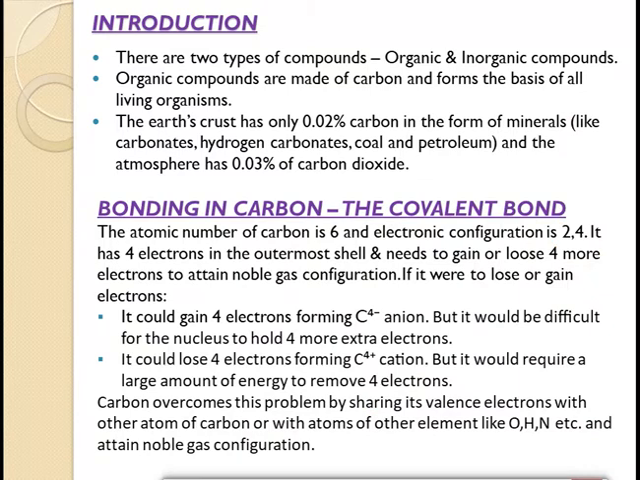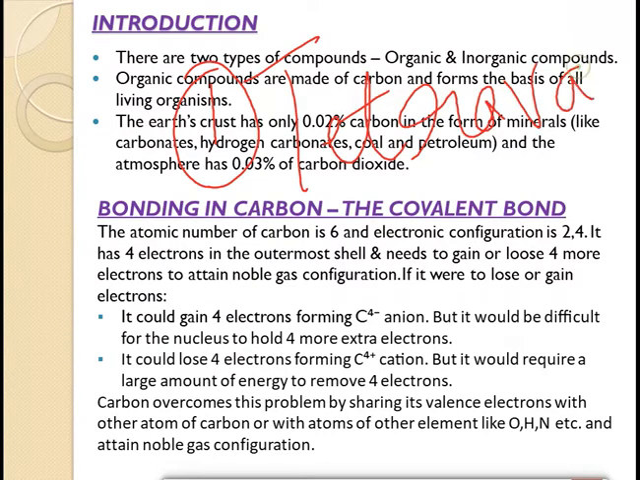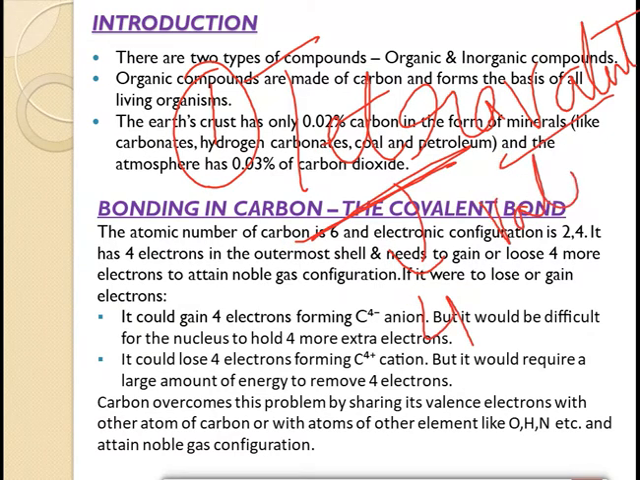Now, the other property of carbon which makes it different from the other elements is its tetravalent nature. What is the meaning of tetra? Tetra means 4 and valent means valency. So carbon is having 4 valency, means 4 electrons in the last shell. So how many extra electrons it needs to get stable? It needs 4 more electrons to become stable.